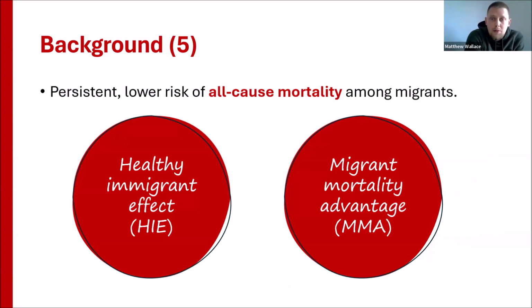This is broadly referred to as the healthy immigrant effect, or more specifically the migrant mortality advantage. We can use the term healthy immigrant effect to also refer to mortality risks among migrants, but not the other way around. But these are the two prevailing, albeit somewhat problematic, theories and frameworks that we use to study the mortality and health of migrants.